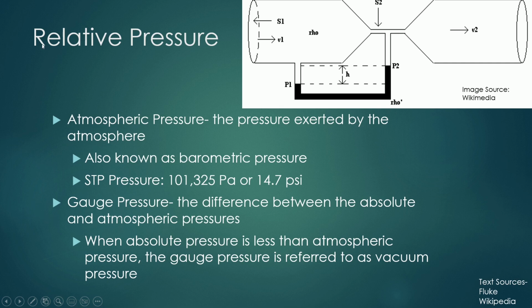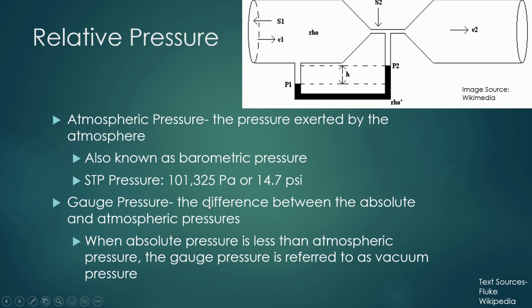Now, as opposed to absolute pressure, we have relative pressure. Before we go over relative pressure, we have atmospheric pressure, which is the pressure exerted by the atmosphere. And this will also be known as barometric pressure. And STP pressure at sea level is going to be around 101,325 pascals, or 14.7 pounds per square inch.